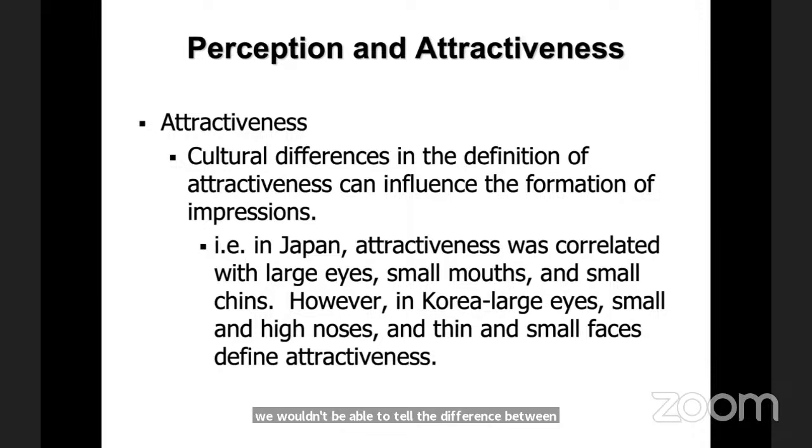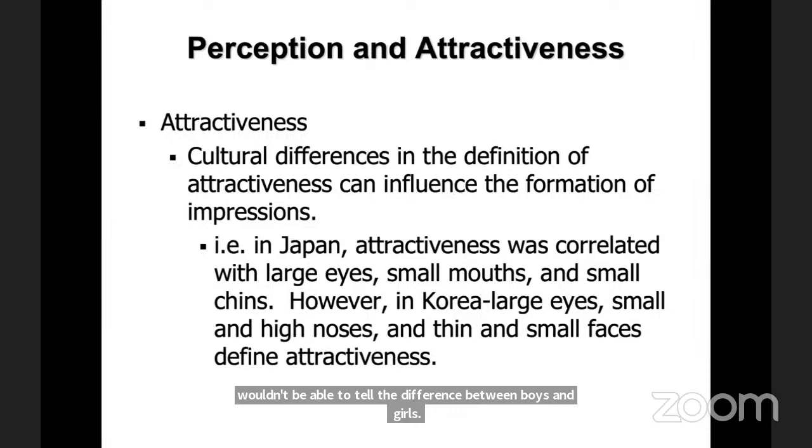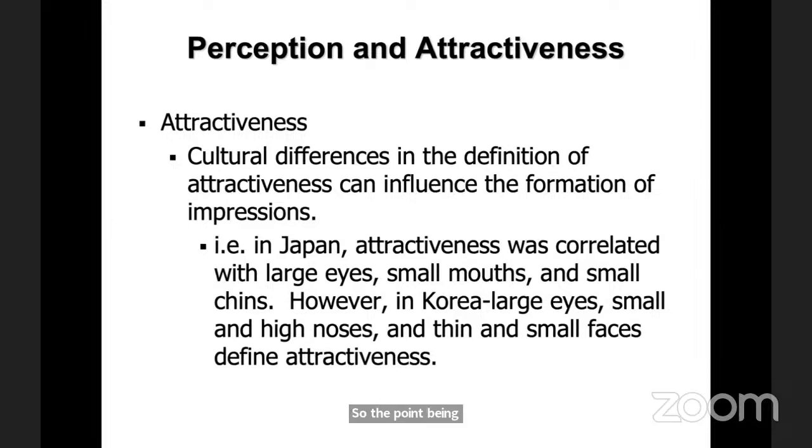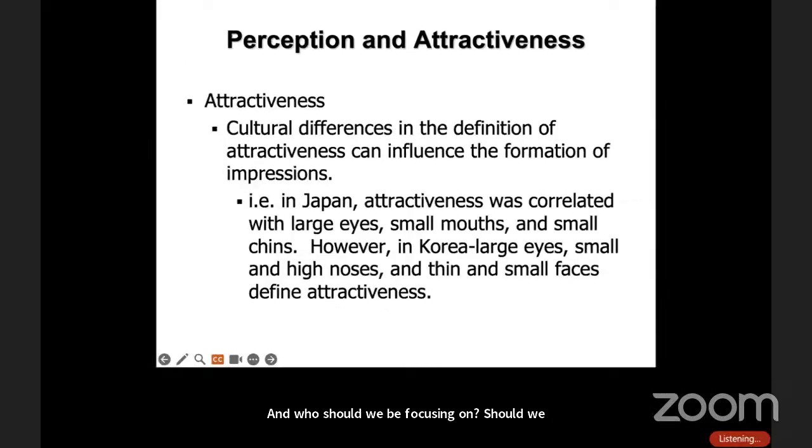Okay. So the point being is that a lot of what we attribute to things like social media and whatnot are really reinforced and tightened by the cultural influence on a family. Okay. And so that's something to think about when we're thinking about this issue of attractiveness and who we should be focusing on. Should we be focusing on social media? Yes, of course.